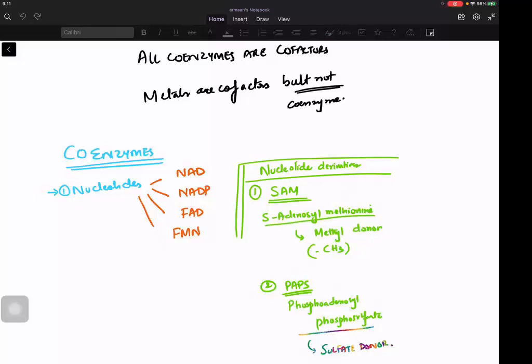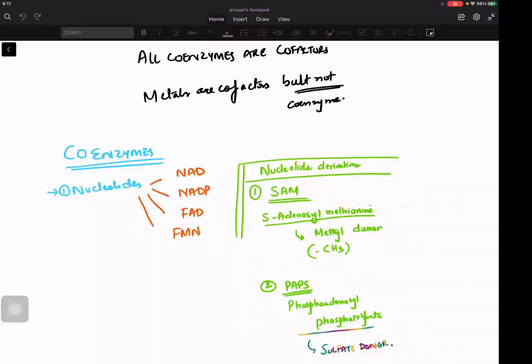We said coenzymes can be nucleotides, they can be nucleotide derivatives, or they can be vitamins, or lipoic acid. At the same time, I told you that we have nucleotide derivatives, which are nucleotides and derivatives, but they are not coenzymes. So SAM, S-adenosyl methionine, is a methyl donor, which is not a coenzyme. Two exceptions are there.